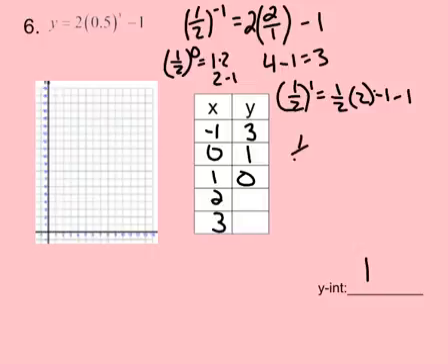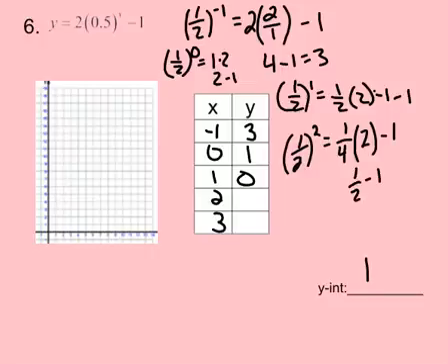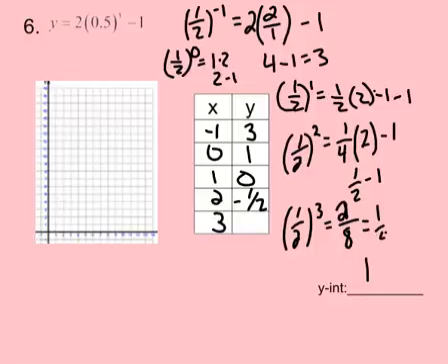Then we'd have 1/2 squared. 1 squared is 1, 2 squared is 4. You would multiply that by 2 and minus 1. 1 times 2 is 2, divided by 4 is 1/2, minus 1. I get -1/2. Then you'd have 1/2 cubed, which would be 1 cubed is 1, 2 cubed is 8. Times 2 would be 2/8, so that'd be 1/4 minus 1. I get -3/4.